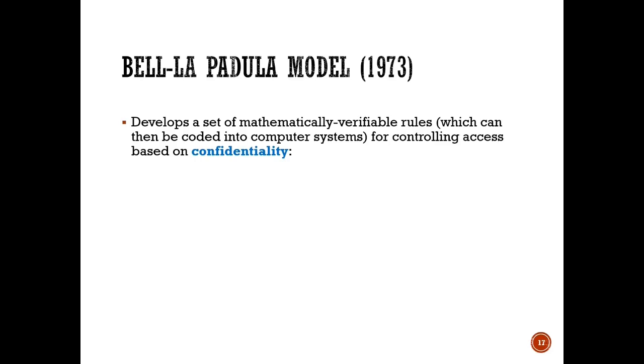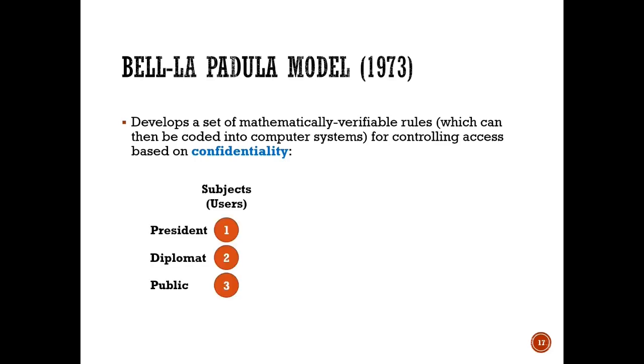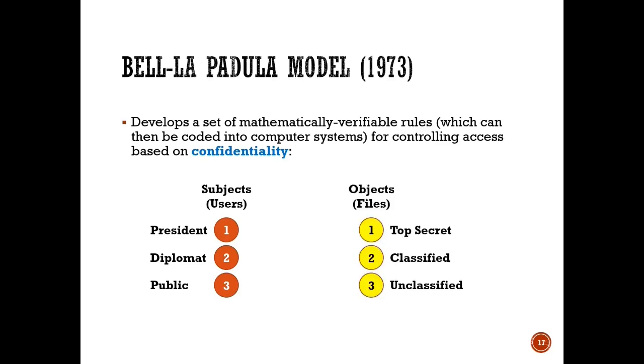This is how it works. Imagine we have a different classification of users, from president to diplomat to the general public. We have objects that require different levels of confidentiality, such as government files that are rated as top secret, classified, down to unclassified. The question is, who has access to which files? Let's take the middle level and assume the diplomat has clearance at level 2, classified. What files can the diplomat read?